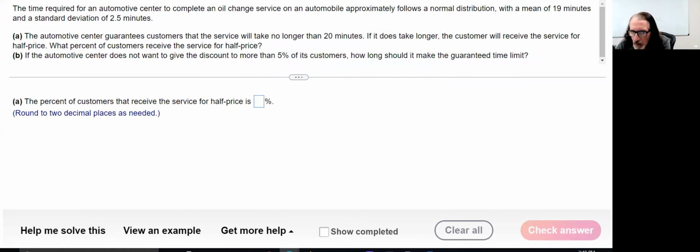We're told the time required for an automotive center to complete an oil change is approximately normally distributed with a mean of 19 minutes and a standard deviation of 2.5 minutes. They guarantee customers that it'll take no longer than 20 minutes. If it does, then the customer will receive the service for half price. What percent of the customers receive the service for half price?